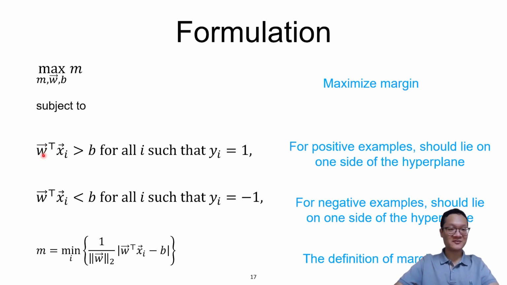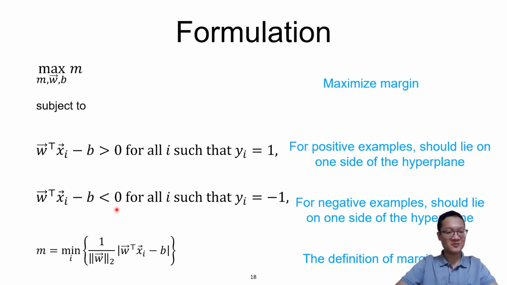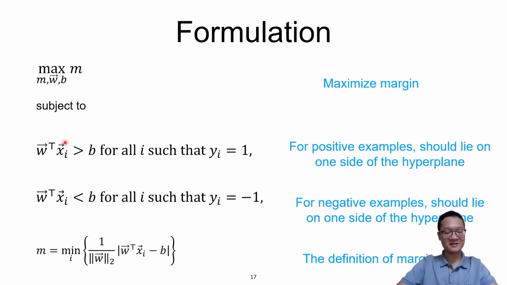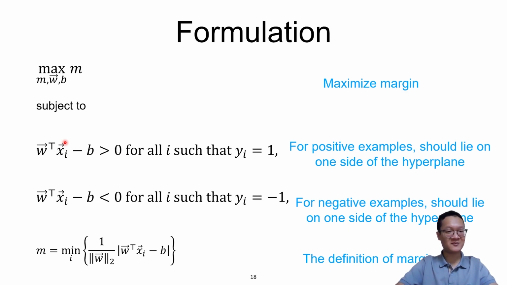W transpose xi greater than b for all i such that yi equals 1. And for all of the other data points, the data points with negative label, they should be on the other side of the decision boundary. So W transpose xi less than b for all i such that yi equals -1. The next step was to move the b to the other side, so subtracting b from both sides.